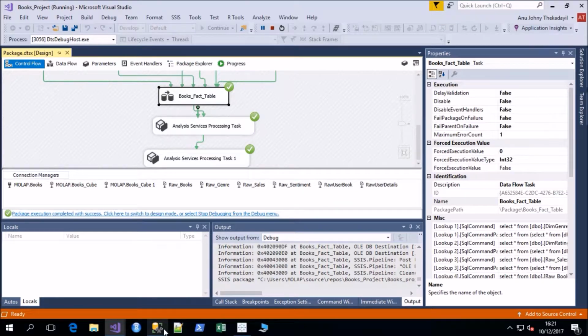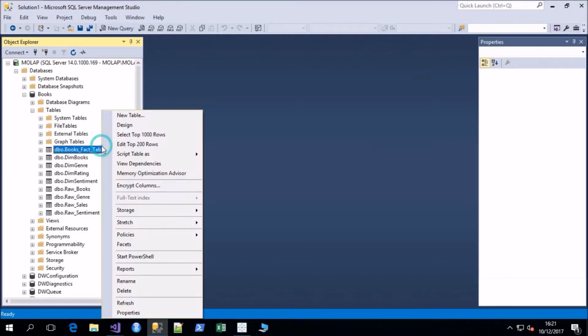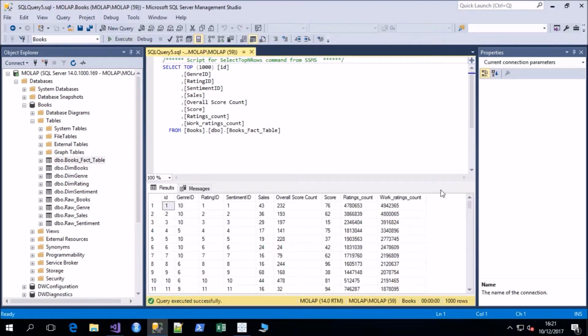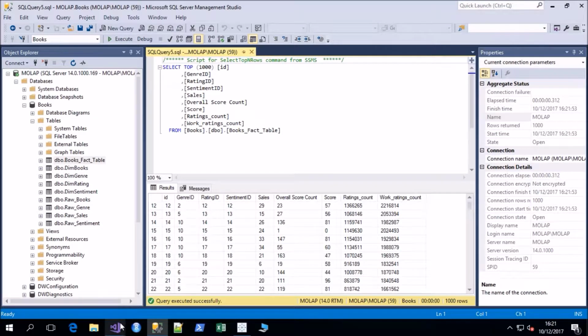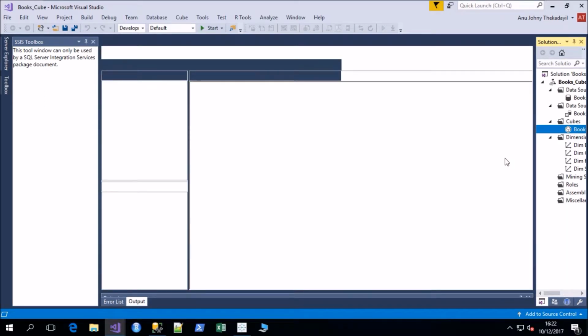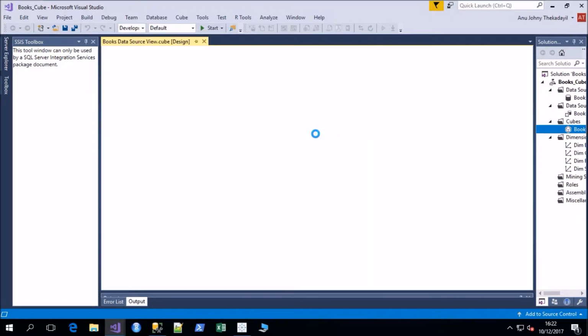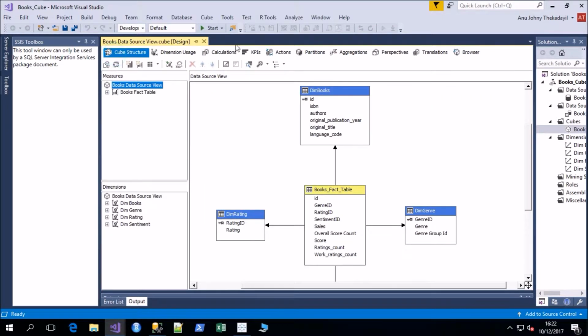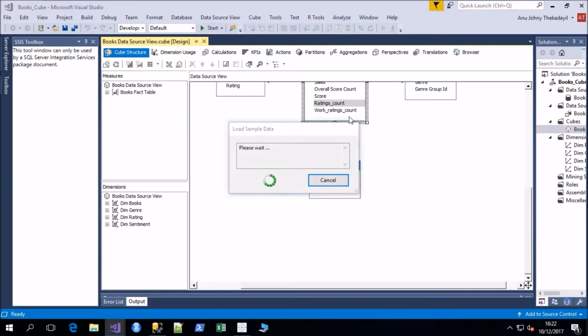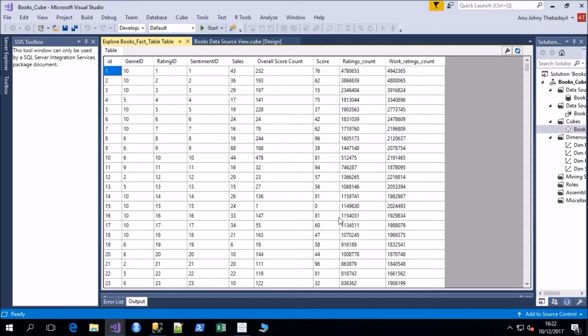Now let's check whether the data in my fact table has been loaded. Yes, the data has been loaded successfully. Now let's check whether the cube has the data in it. Let's browse it first. As you can see, my cube structure is of star schema. Now let's explore the data. Now this is my data in my cube.